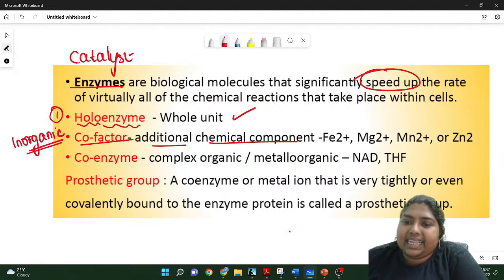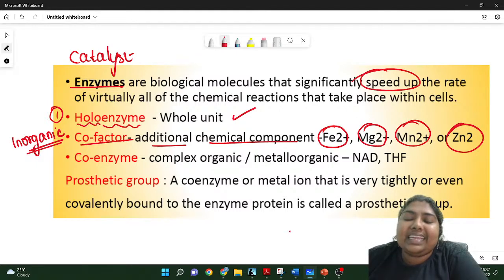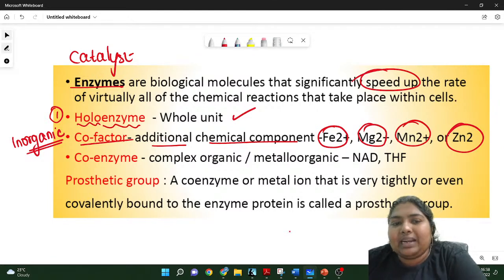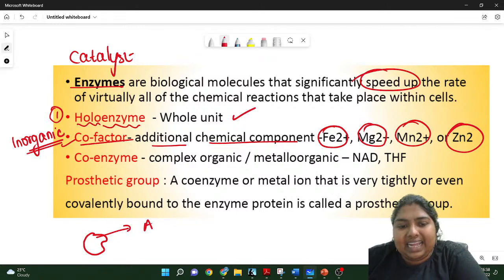So what are the inorganic elements? Like Fe2+, Mg2+, Mn2+, zinc. All these are inorganic components. The presence of these inorganic components is what is represented as a cofactor. So where will this cofactor bind? This cofactor is going to bind to a part of an enzyme that is called the apoenzyme.